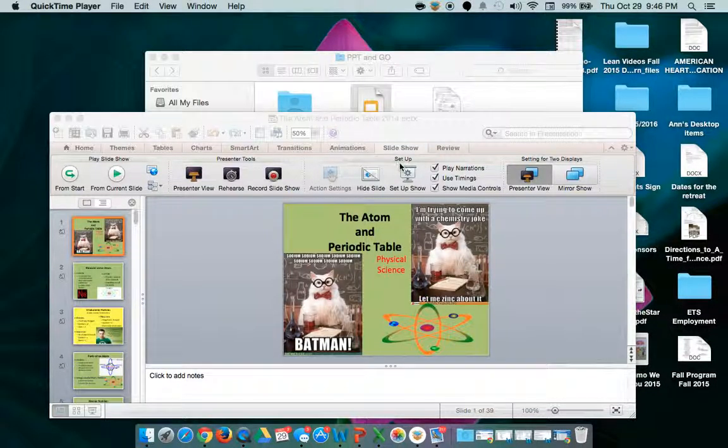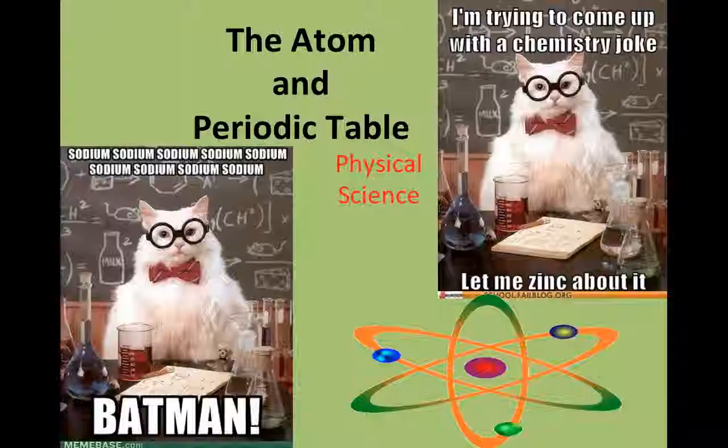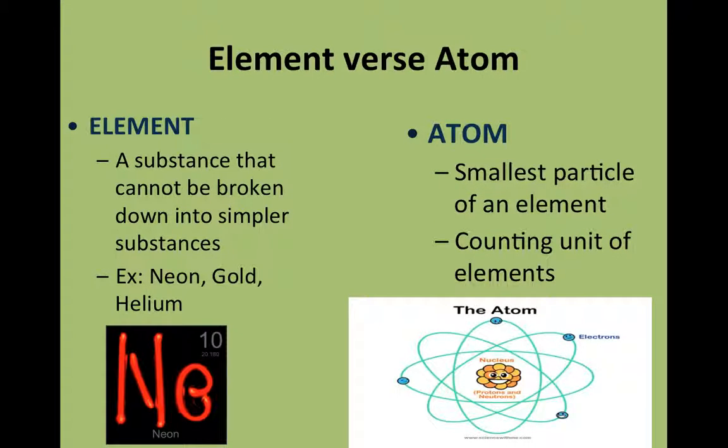Atom and the periodic table. And so let's go to this slide right here, and we're going to start first of all with an element versus an atom. An element basically is a substance that cannot be broken down into a simpler substance, and that's the definition of an element.